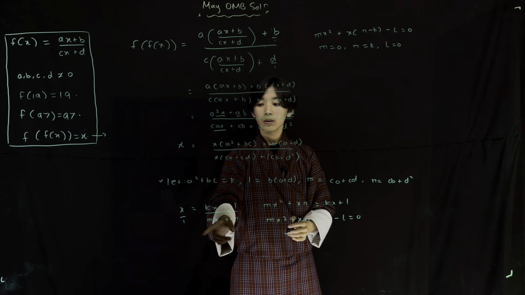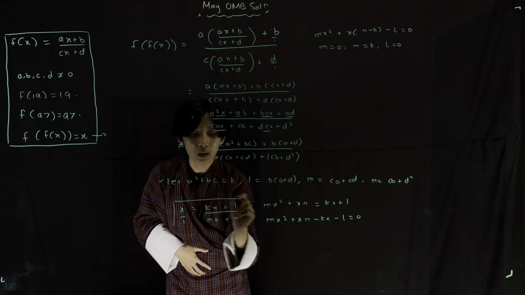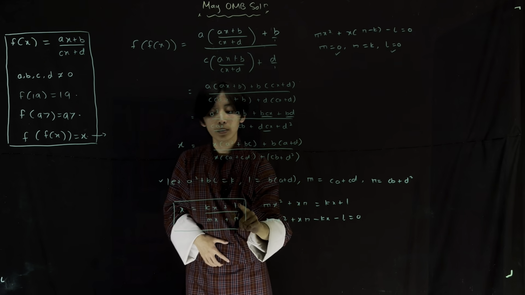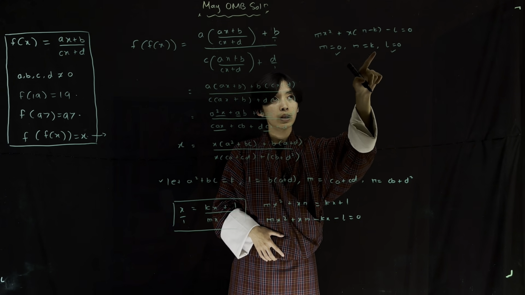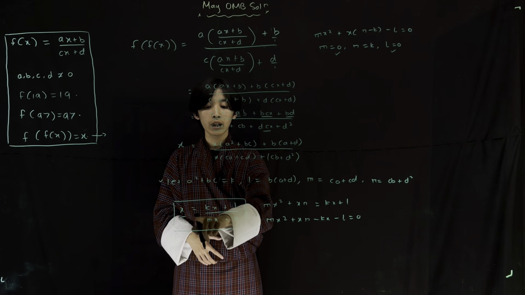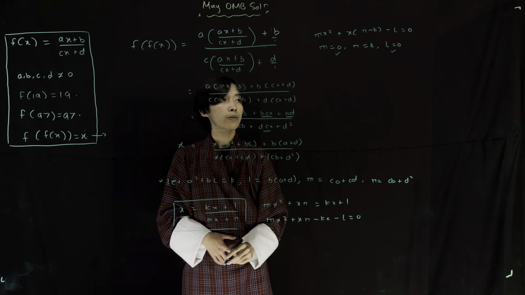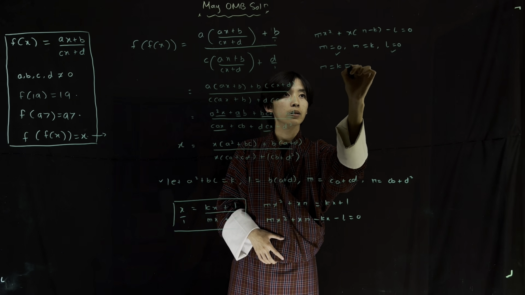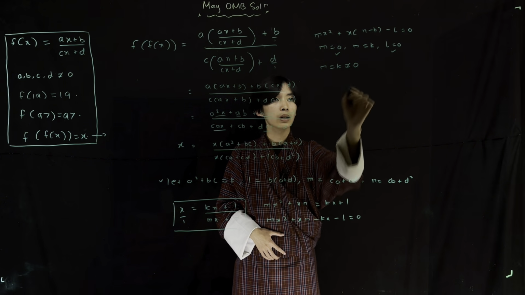Now in this case, let's focus on this equation over here. We can see that m and L are equal to 0. But what about k and n? If k and n are also equal to 0, then it will make the function undefined. So therefore we can say that n is equal to k, which is not equal to 0 in this case.